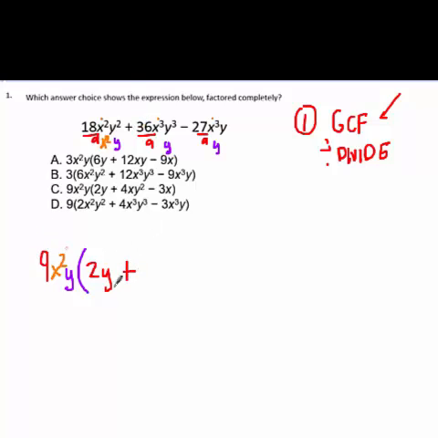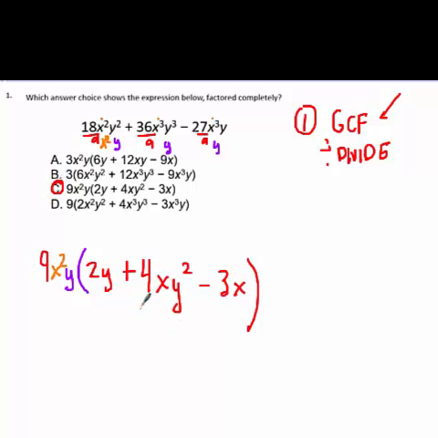And then 36 divided by 9 is 4. X cubed divided by x squared is x. And y cubed divided by y is y squared. And then x cubed divided by x. So then I got a minus. 27 divided by 9 is 3. X cubed divided by x squared is x. And y divided by y is nothing. And there is our answer. And so our choice is answer choice C there.